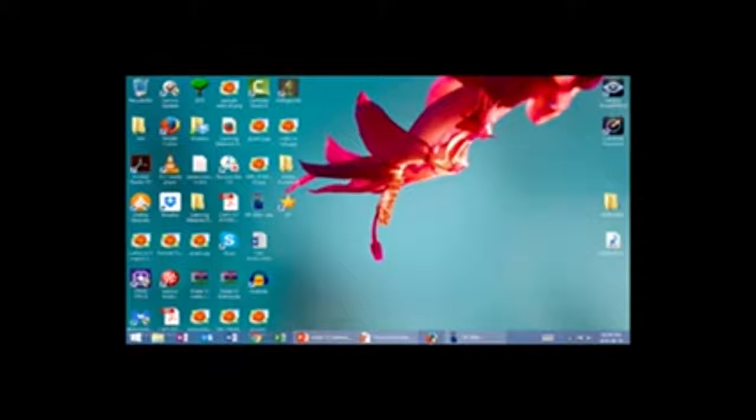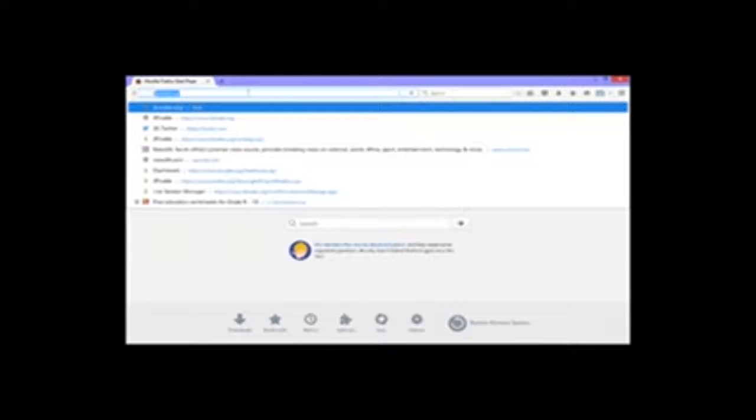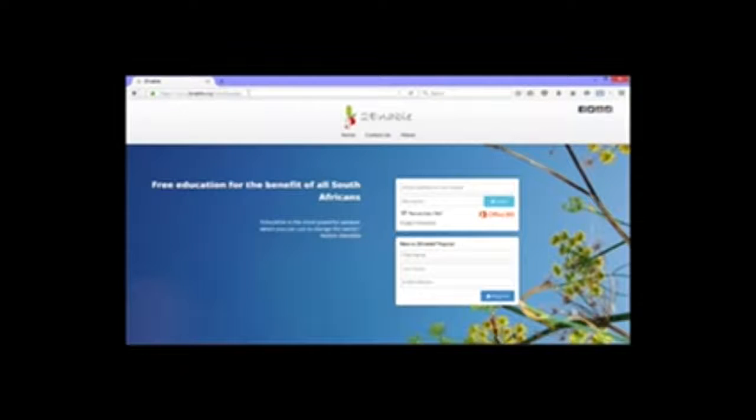And then you go and type in toenable.org, and you will get to a landing page, which will look like this. If you've never been to Toenable, you've just clicked on the links on Facebook or Twitter or whatever to get here, then that's fine, but otherwise you would have to register. So you put your name, your surname and your email address in and you register. I obviously am already registered, so I can just log in.